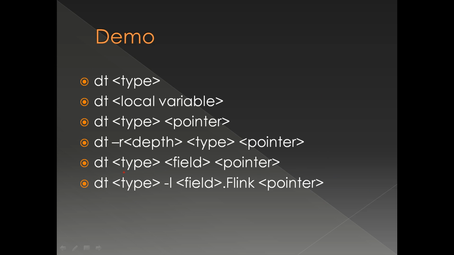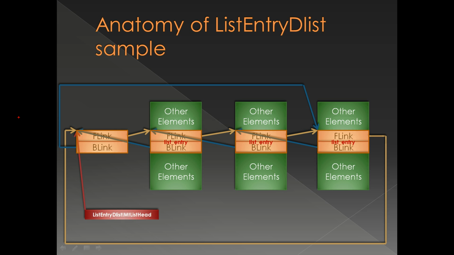In this particular format, if you carefully look, first one is a type, simple and straightforward. Then hyphen l, that is for list. That's a switch. Then the field dot Flink, whatever is the field inside the type which is of type LIST_ENTRY, and then the pointer. This pointer needs a little bit of explanation, so let me explain that with the help of a slide.